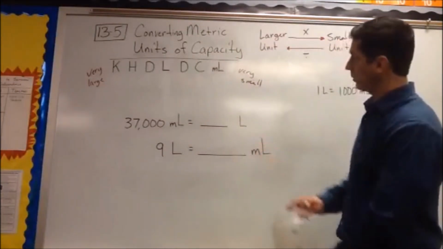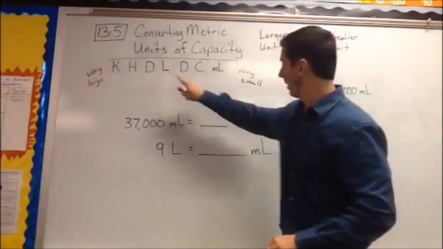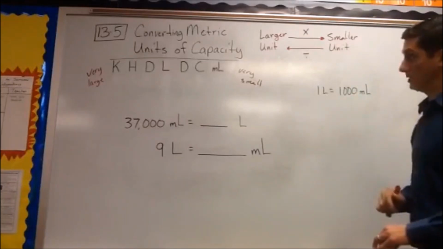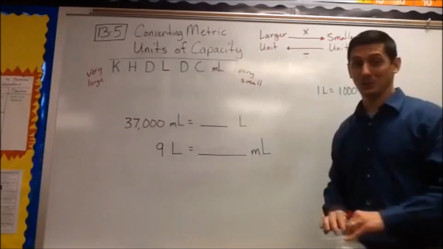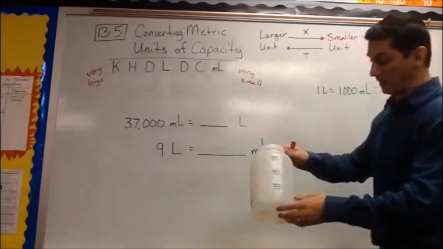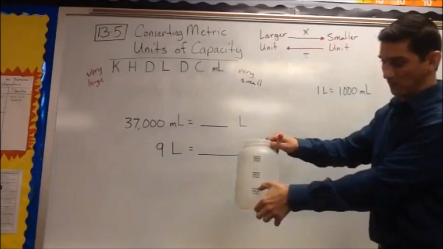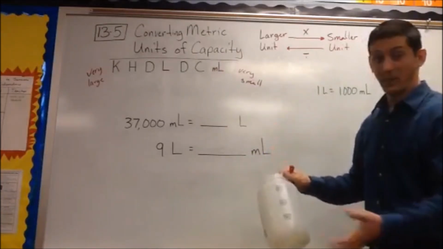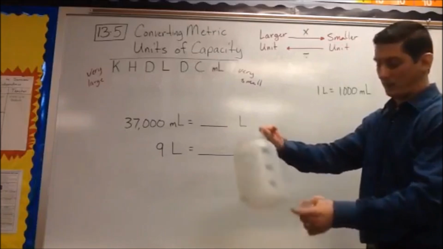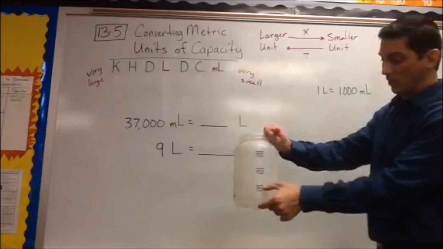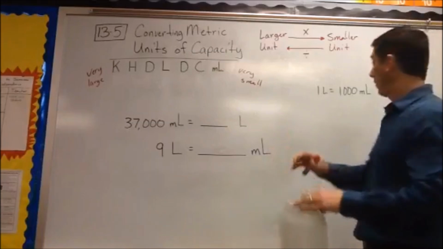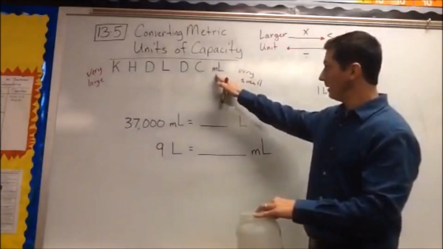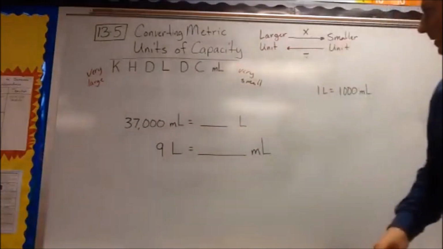So what we're working with today is liters and milliliters. 1 liter equals 1,000 milliliters. That's all we're working with, so this is a much easier lesson than what we had yesterday. So 1 liter is about this much. If you can imagine a 2-liter bottle of pop, that's 2 liters. Divided in half, you get about that much. So this is also 1,000 milliliters. You have 1,000 milliliters to equal 1 liter.